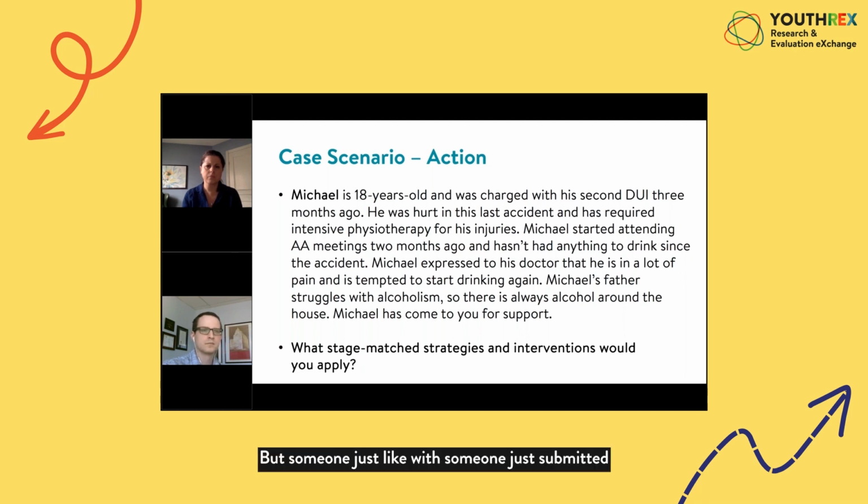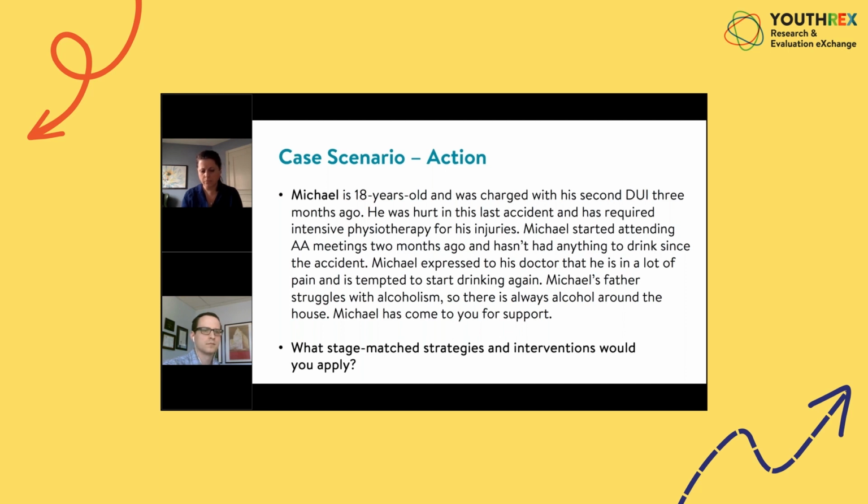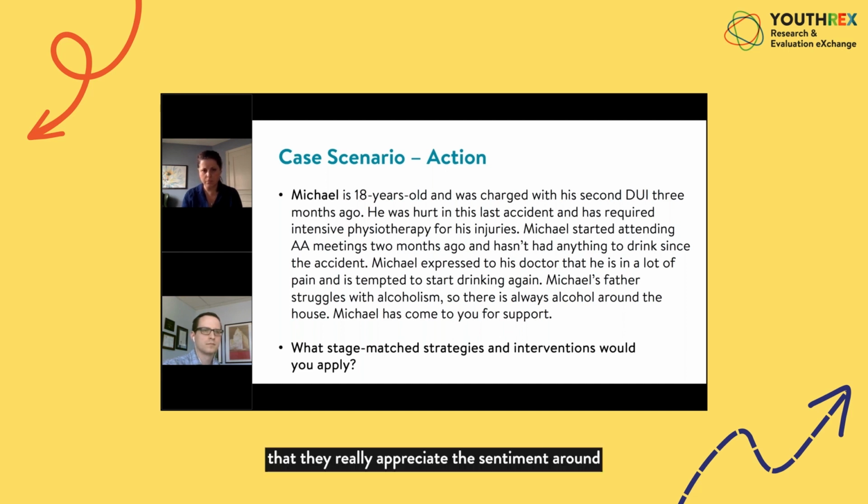But someone just submitted that they really appreciate the sentiment around encouraging young people that this life doesn't have to be theirs. And the question in response to that is, how do you balance that conversation with the acknowledgement of the systemic forces in their lives that may be at times unchangeable? So I want to give you a chance to respond to that in direct response to what you had shared about this case, and then we'll open it up to Miles and then Vivian.